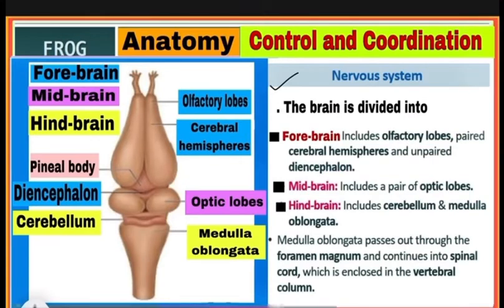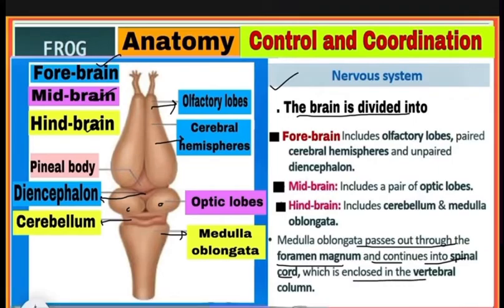Central nervous system, the part brain. Brain is divided into 3 parts: forebrain, midbrain and hindbrain. Forebrain includes olfactory lobes, cerebral hemisphere and diencephalon. Clear? And the midbrain includes optic lobes, and hindbrain includes cerebellum and medulla oblongata. This medulla oblongata passes out through the foramen magnum and continues into the spinal cord, and this spinal cord is enclosed in the vertebral column.